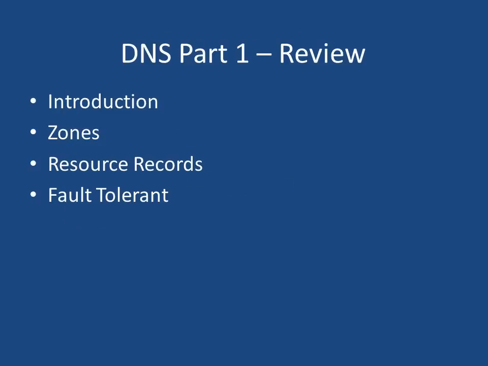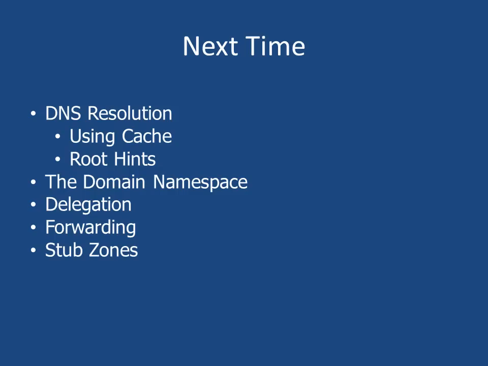So you've had a look today at DNS, zones, resource records, and a fault-tolerant implementation of that zone. Next time we're going to look a little bit more at DNS, using cache, using the root hints, and we're also going to go into the domain namespace, which allows this hierarchical distributed database to work. We're going to look at DNS zone delegation, forwarding, and stub zones. And that about covers everything we're going to look at this time. Thanks for your time.